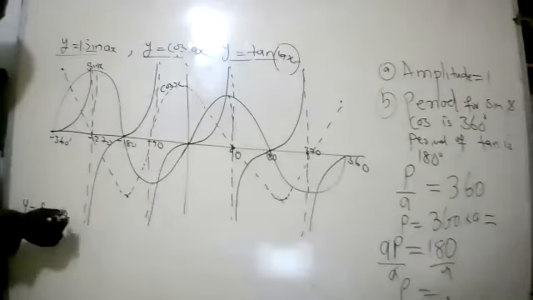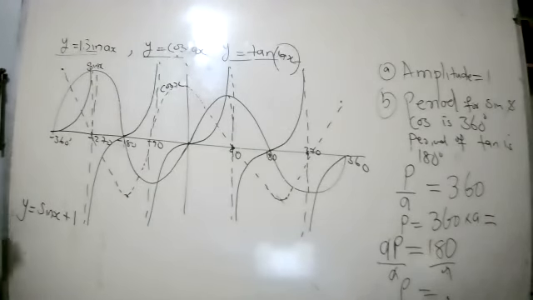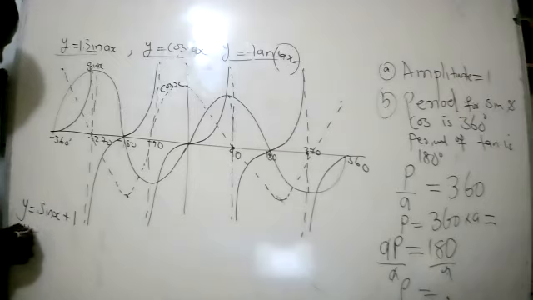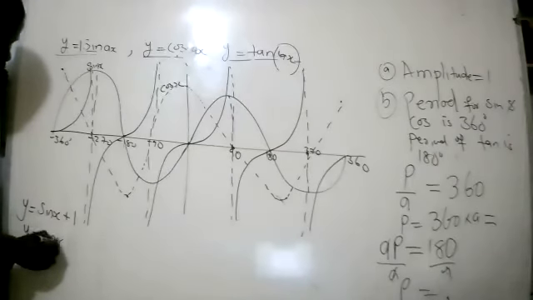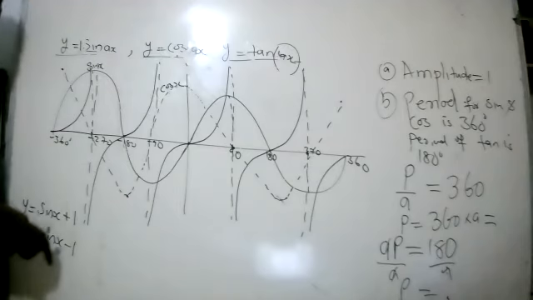So we're going to say sine of x plus 1, like this. And if it has shifted downwards by 1 unit, we're going to have sine of x minus what? Minus 1, like that, because it has shifted what?